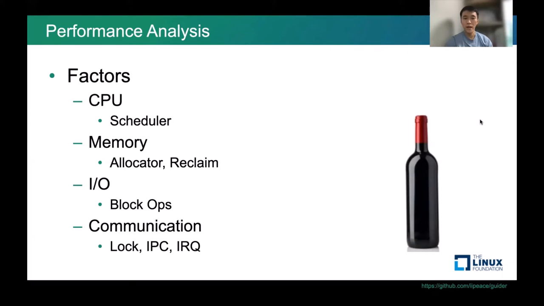Next one is IRQ. Interrupts, especially software interrupts called bottom half, can affect system response time. Network drivers are typical. They have many performance tuning options between CPU usage and response time. It's about trade-off.